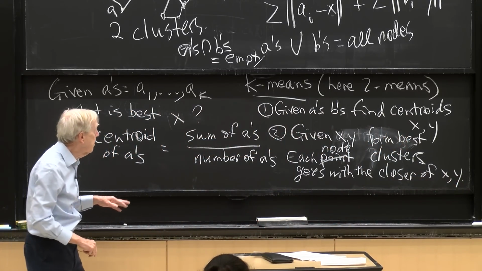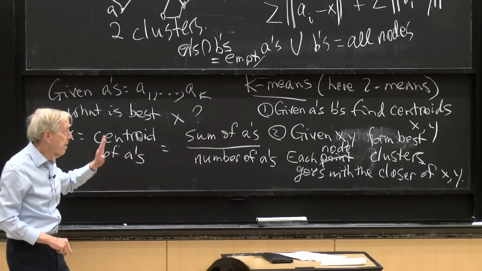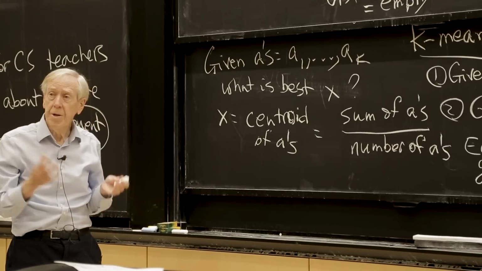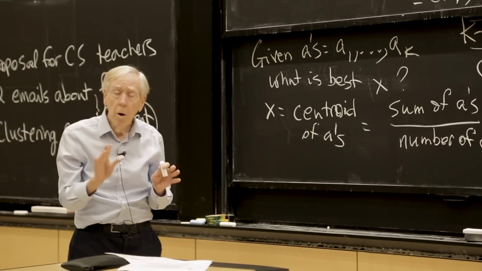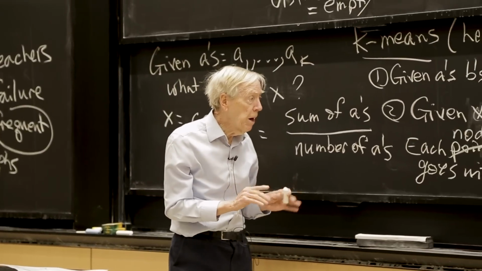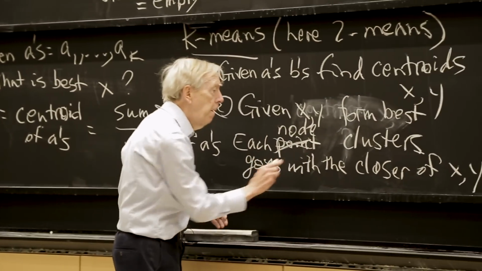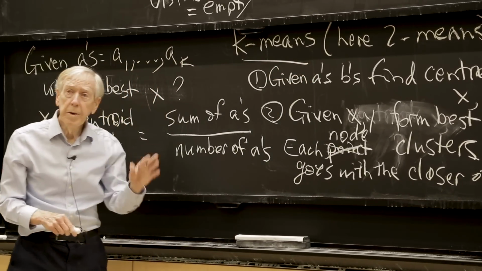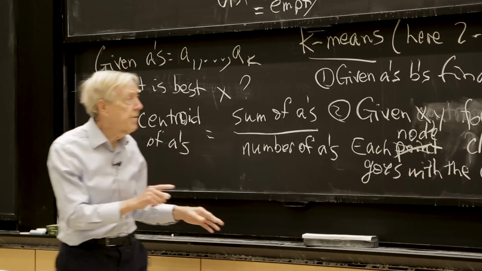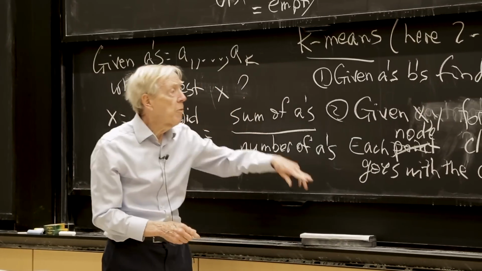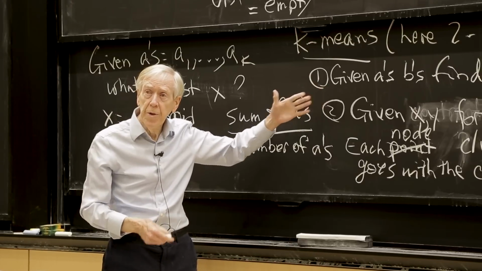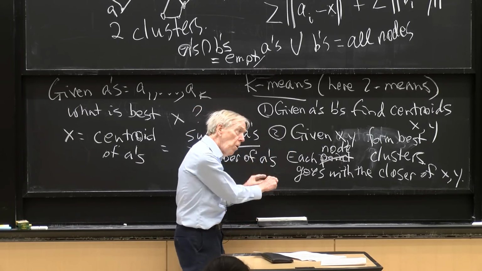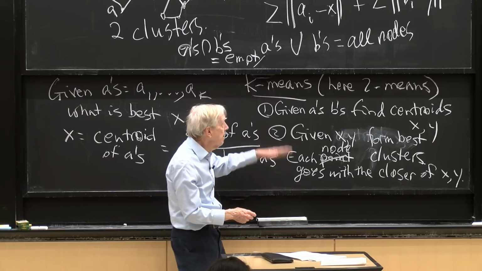So points that are closer to x, now we're going to put them in the cluster around x. And does that solve the problem? No, because, well, it might, but it might not. We have to come back to step 1. We've now changed the clusters. They'll have different centroids. So we repeat step 1, find the centroids for the 2 new clusters. Then we come to step 2, find the ones that should go with the 2 centroids, and back and forth.